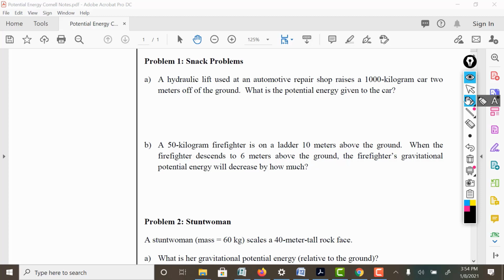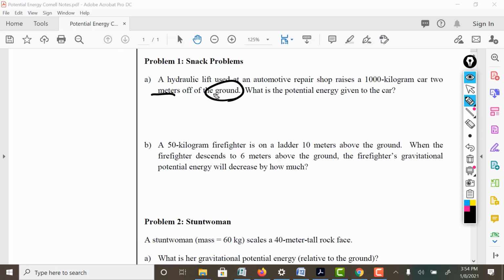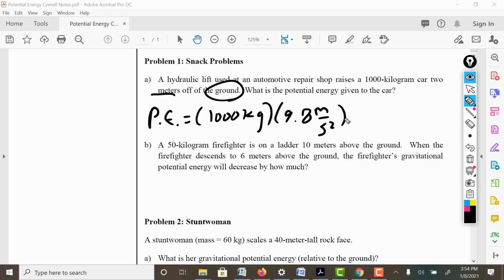So here we have an auto shop that's raising a 1,000 kilogram car by 2 meters off the ground. So the ground is going to be 0. Okay, anything above that is going to be a change in the height. So we have the potential energy is going to be the mass of the vehicle times gravity times the displacement, the delta y, right? The vertical height.